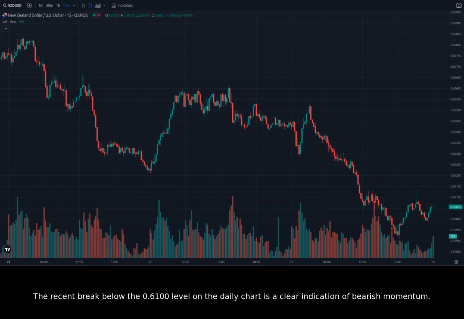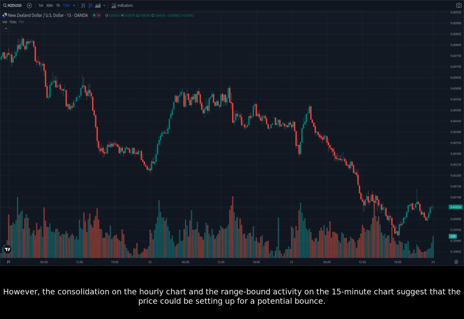The recent break below the 0.6100 level on the daily chart is a clear indication of bearish momentum. However, the consolidation on the hourly chart and the range-bound activity on the 15-minute chart suggest that the price could be setting up for a potential bounce.